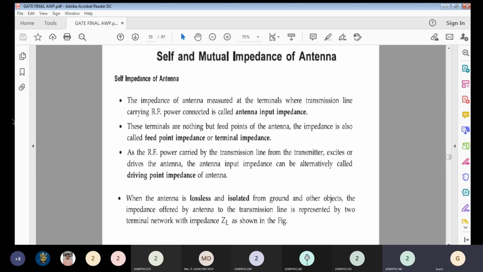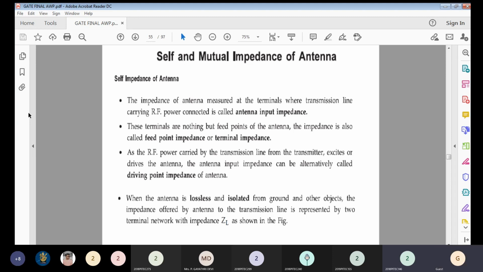In antenna impedance, we have two types: self and mutual impedance. The impedance of the antenna measured at the terminals where the transmission line carrying RF power is connected is called the antenna input impedance. These terminals are nothing but the feed points of the antenna. The impedance is also called feed point impedance or terminal impedance.